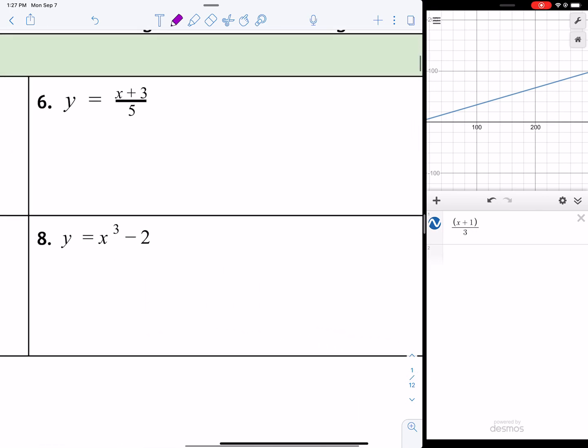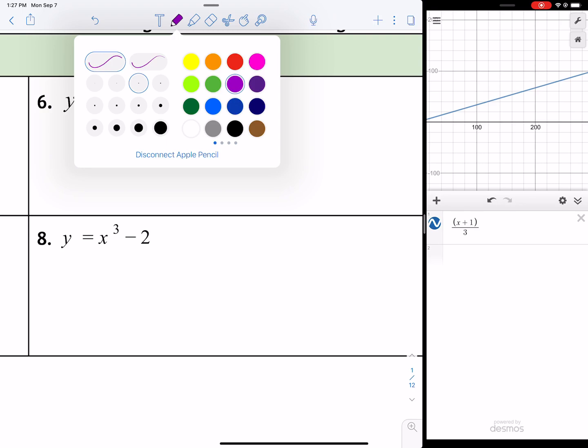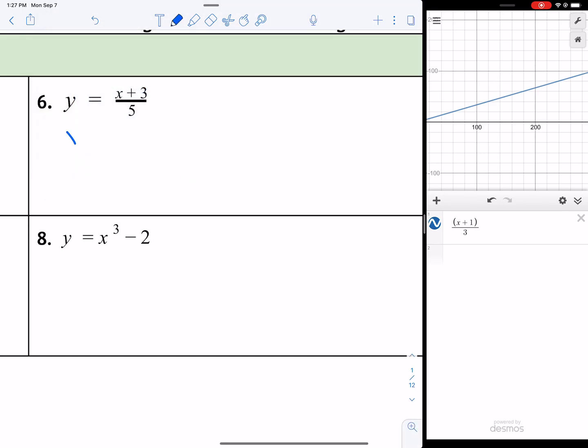All right, let's look at number 6. So first things first, let's switch x and y. So let's put x equals y plus 3 divided by 5. Then we're going to solve for y. So let's first get rid of the 5. So multiply both sides by 5. So we get 5x equals y plus 3. We're still solving for y, so let's subtract 3. And we get 5x minus 3 equals y. But then put a -1 because you've now found the inverse of y. You don't have y equals, you now have the inverse of it.